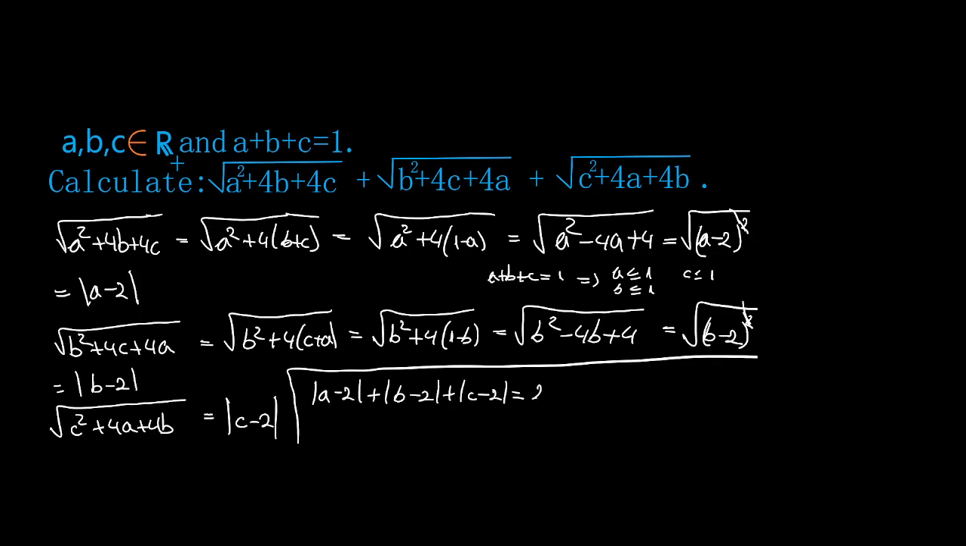So we have 2 minus a from the absolute value, plus 2 minus b, and then plus 2 minus c. It's equal to 2 times 3 is 6, minus the quantity a plus b plus c, which is 6 minus, as we know here, 1. So the sum of these radicals is 5. It wasn't so hard, I think.